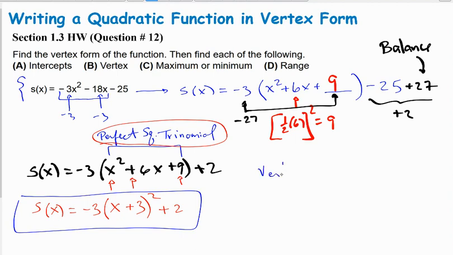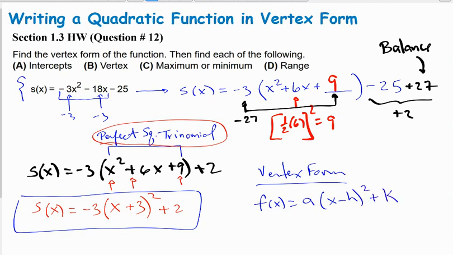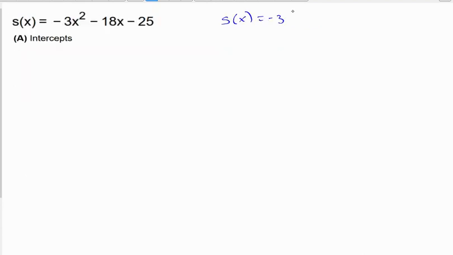Now, vertex form, just to recall, is f of x equals a times x minus h in parentheses squared plus k. So from this, we now know that our a is -3. Our h has to be in minus form, so we change this to a minus -3 so that it matches the +3. So h is equal to -3 and k is equal to 2. So I'm just going to rewrite the vertex form here.